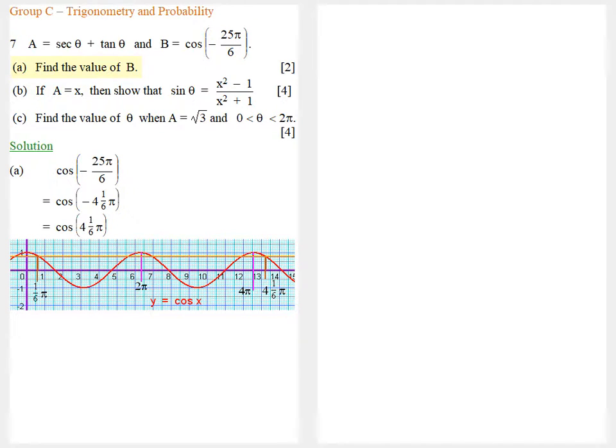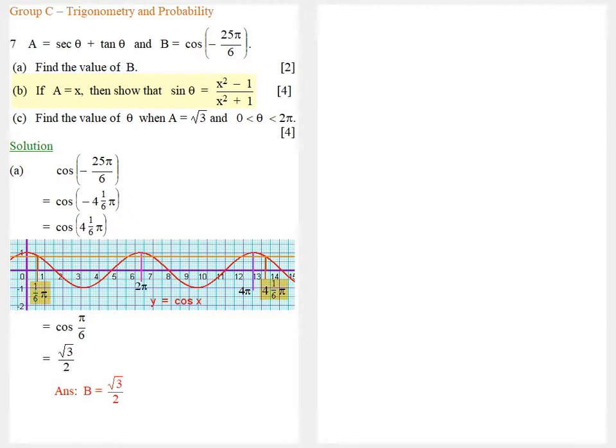Now, if we draw a graph of the cosine, it repeats itself every 2 pi. So the cosine of 4 1/6 pi is the same as the cosine of 1/6 pi, because the cosine of 1/6 pi is the same as the cosine of 2 1/6 pi, which is the same as the cosine of 4 1/6 pi. Now, if it's equal to the cosine of pi by 6, then it's equal to root 3 over 2. So our answer is B is equal to root 3 over 2.